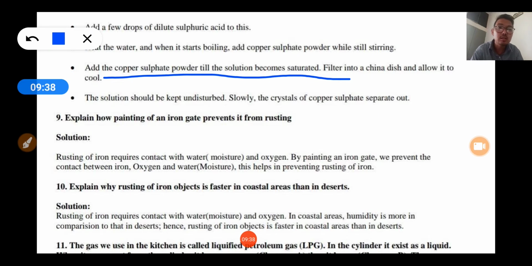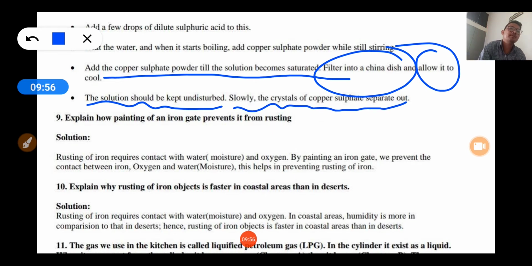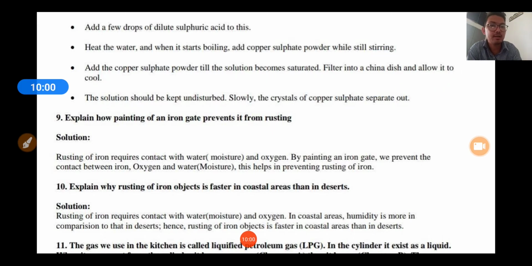It means till no more copper sulfate gets dissolved, and then we have to filter it, and allow it to cool, and when the solution is kept undisturbed, we see very beautiful crystals of copper sulfate at the bottom of the container or china dish. So this is the process of crystallization.